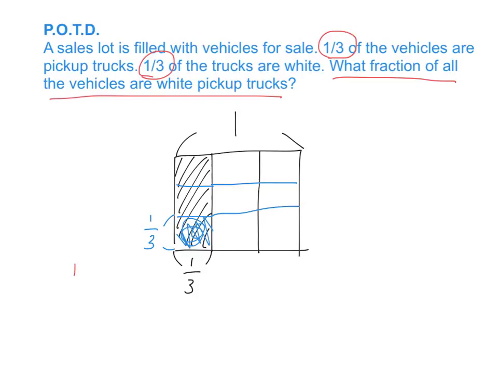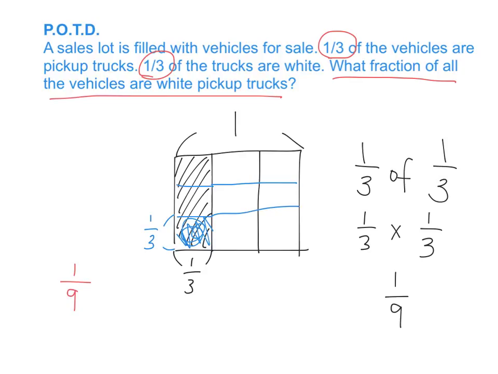How many sections are colored in with 2 colors? 1. And out of a total of how many sections now? 9. So I think my answer is going to be 1/9. Let's see. I'm finding 1/3 of what? 1/3. That's the same as 1/3 times 1/3, which is going to equal 1/9. And what should my label be in order to fully answer this question?